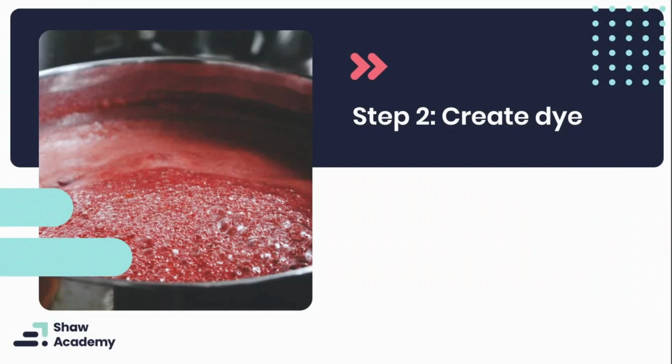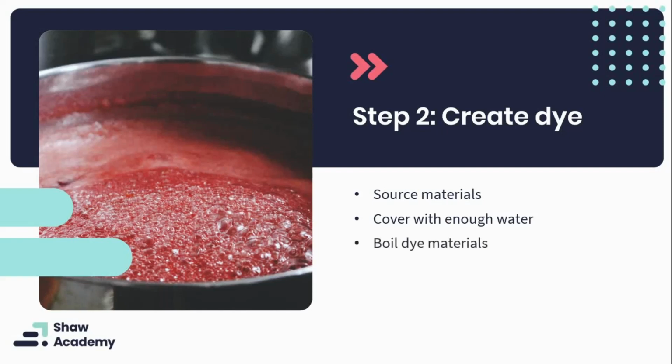Step 2 is to create your dye. Gather your natural materials. Generally, the more you have, the better. Fill your pot with all of the natural materials, whether it be plants, vegetables, or spices, and add enough water to cover it. The less water you add, the more concentrated the dye will be, but you will also need enough water to be able to cover your piece of fabric, so also keep that in mind.